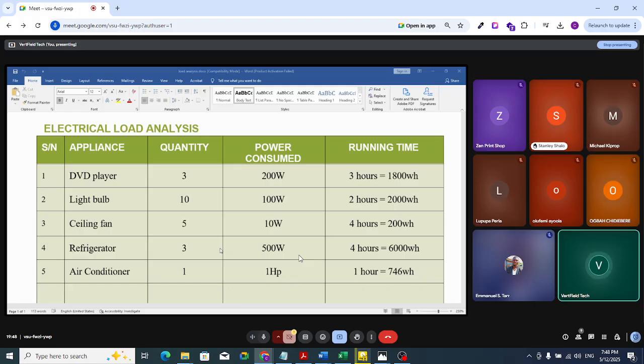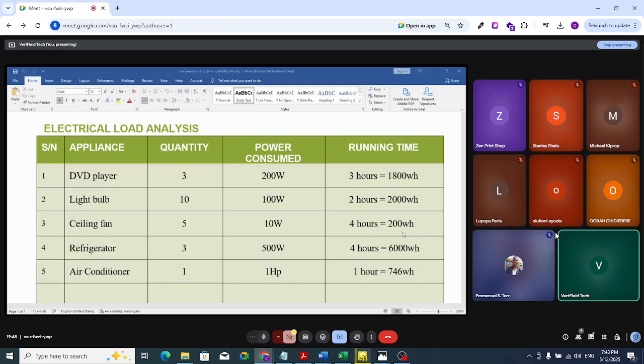Well, what you can see on my screen is a typical example of a load analysis table. What it simply means is that we have defined load analysis. We have told you the criteria you use to carry out load analysis. Now, this is a typical example of the table of a load analysis which you need to prepare in order for you to carry out this simple exercise.